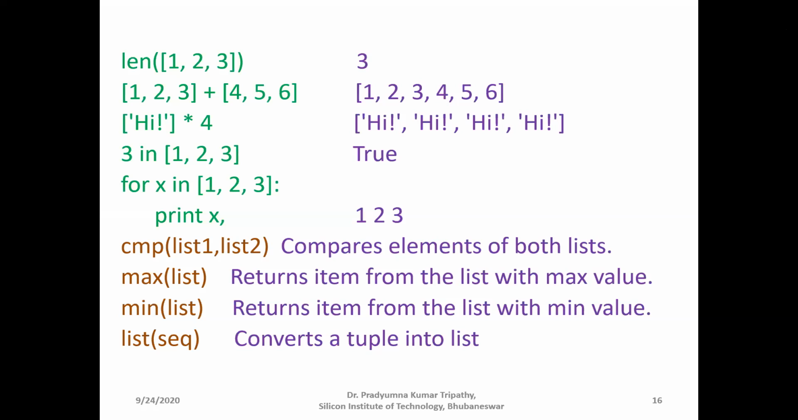Sir, in the max and min function, you said that it will give the maximum and minimum value. It will return. Correct. But sir, in a list we can store different data types, means tuple, list, integer, float, and bool data type also. Very good. Then how will it return?